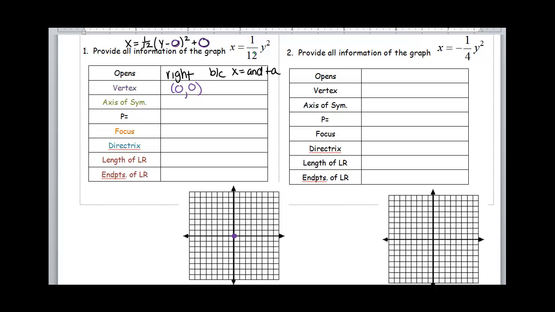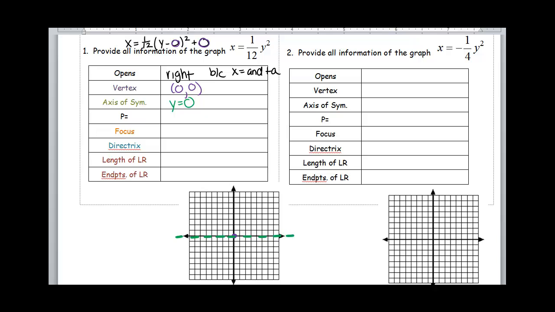Next, we need the axis of symmetry. Since the axis of symmetry is going to be a horizontal line that cuts through my vertex, since the vertex is 0, 0, I need to draw a horizontal dashed line through 0, 0. All lines that are horizontal have the equation y equals, and then again it goes through the vertex at my y value of 0.